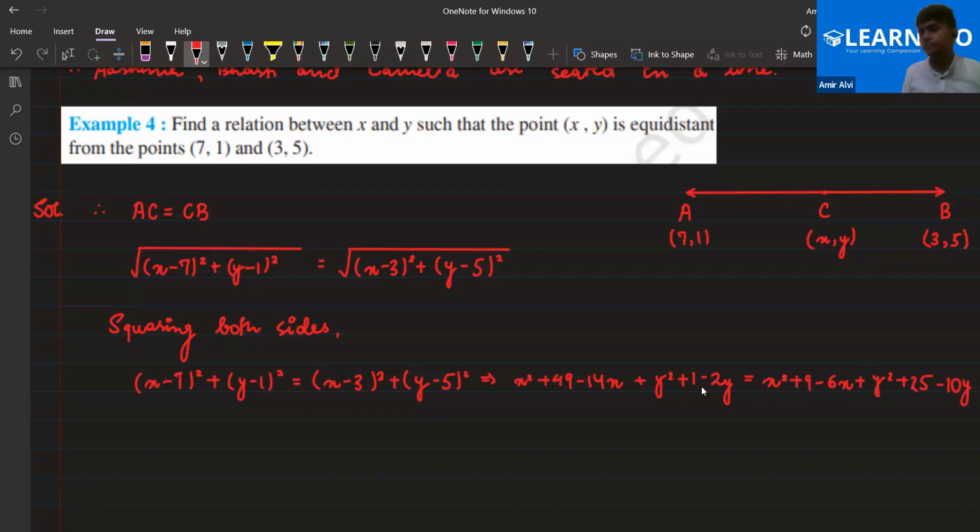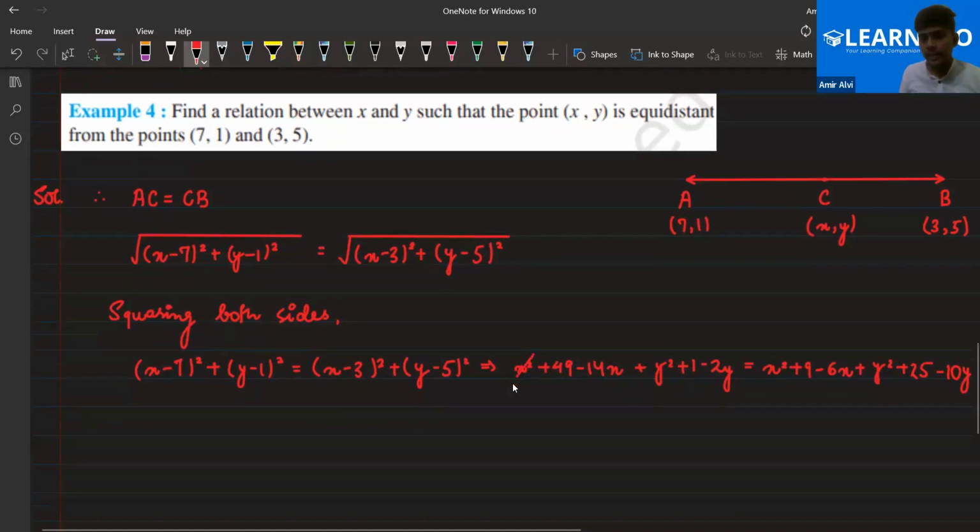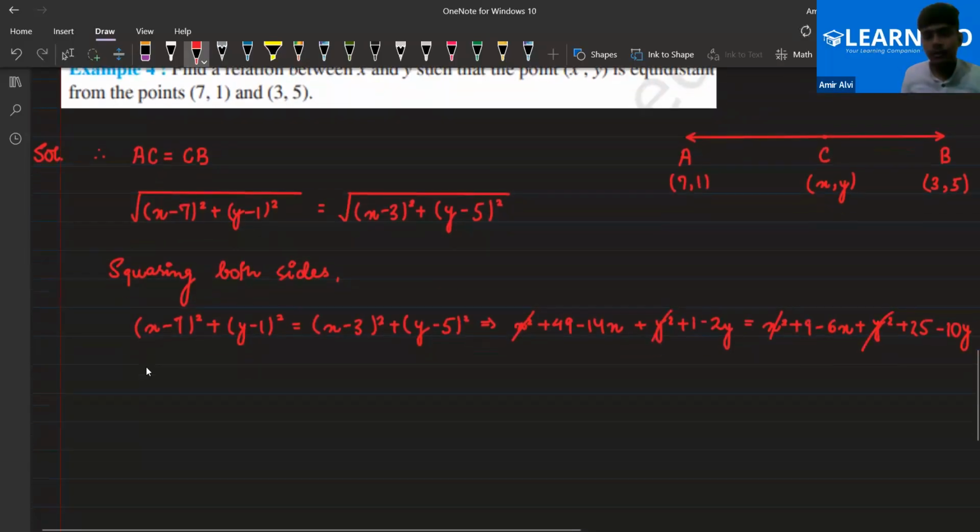Is that clear, Gianna? Now see this thing. This x square will get cancelled by x square, yes or no? Yes, sir. y square will get cancelled by y square. Now add all the things and simplify this equation a little bit. 49 plus 1 is 50, so 50 minus 14x minus 2y is equal to 9 plus 25, which is 34.